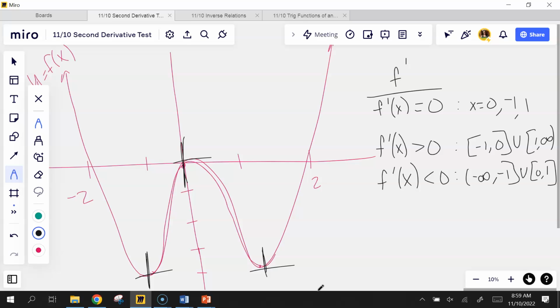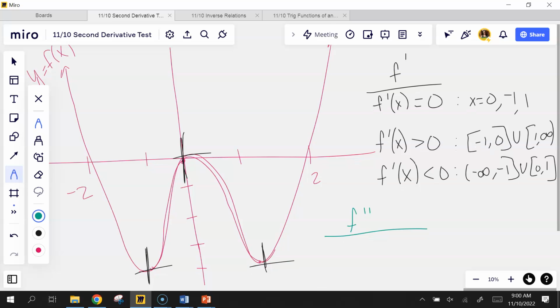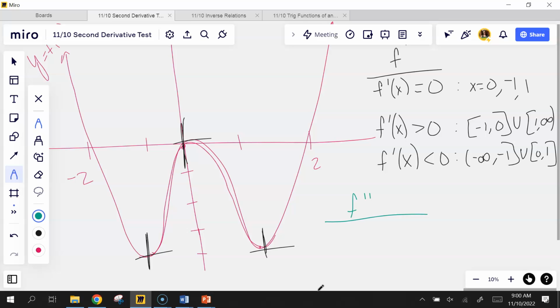Let's add the new stuff then. Let's look at the second derivative. I need to find my points of inflection first. So points of inflection are going to happen when my second derivative is 0, right? So when this is 0, I'm really looking for points of inflection. Where might that be happening?